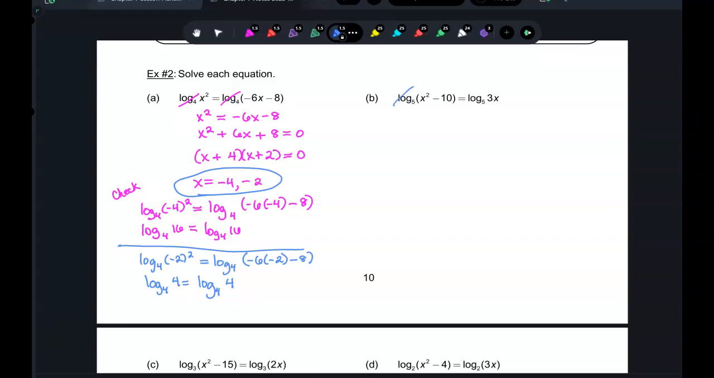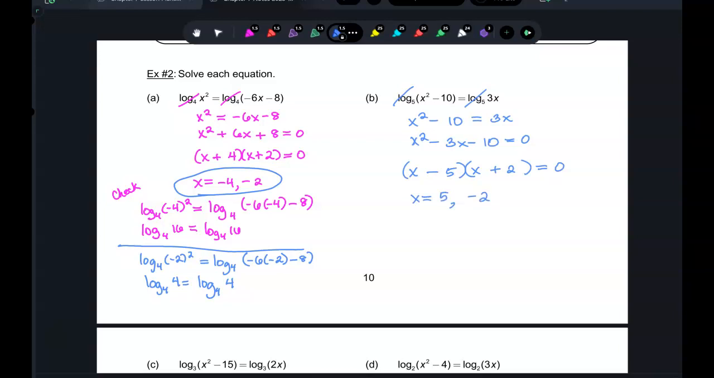Okay, next one. We're going to cross off log base 5. We got x squared minus 10 equals 3x. Same thing. We're going to subtract 3x. So what two numbers multiply to negative 10 and add up to negative 3? Minus 5 plus 2. So we get x equals 5 and negative 2.